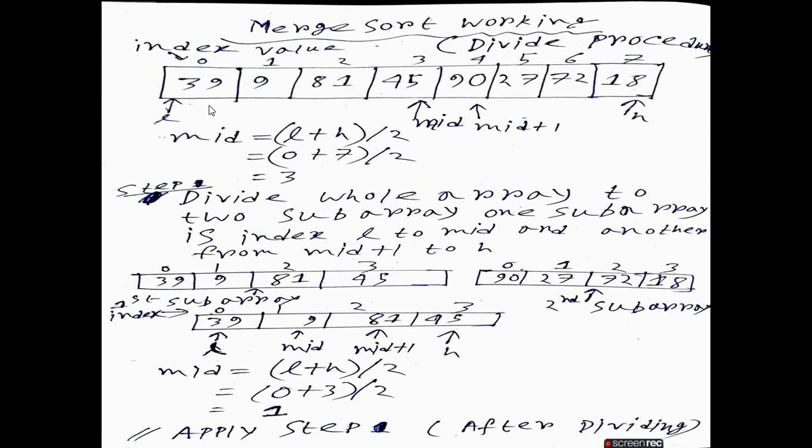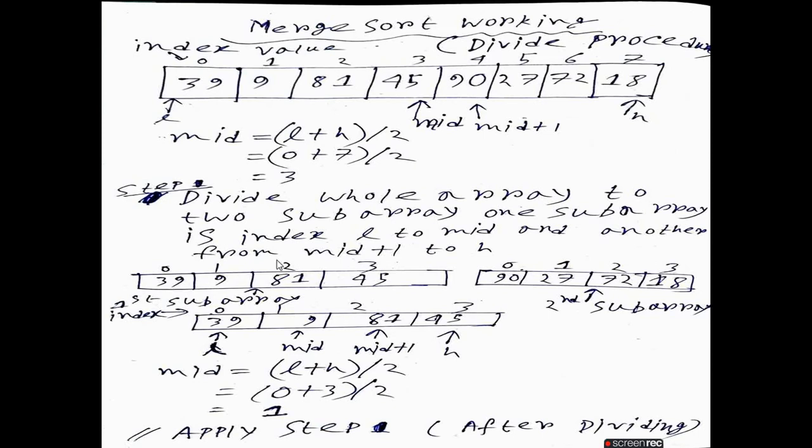So we are dividing this array into two sub-arrays. One is this part: 39, 9, 81 and 45. This is the first sub-array. The second sub-array is 90, 27, 72, 18. I will point it out now. Next, again we use merge sort, meaning again we do this operation and divide the array. First we consider the first sub-array and do the operation on it. After that is completed, we perform the operation on the second sub-array.